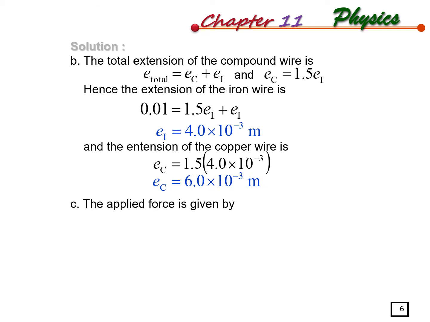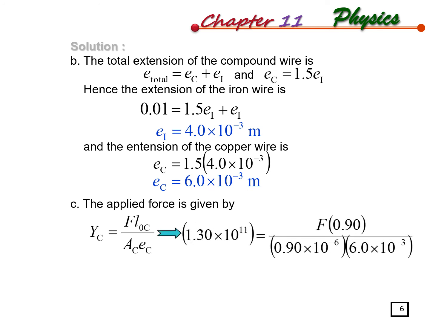And then to determine the applied force, we can use Young modulus and replace in either one value. Okay, so over here the solution is using copper, or you can also use iron. Okay, so just replace in the value to obtain the final answer. The force will be 780 Newton.